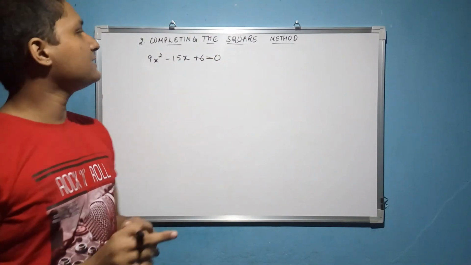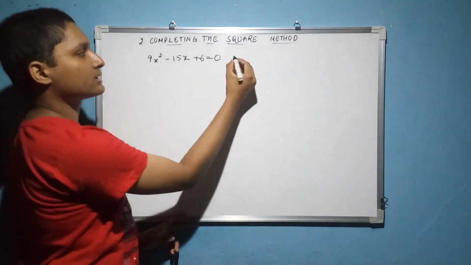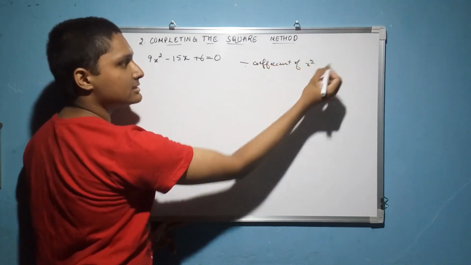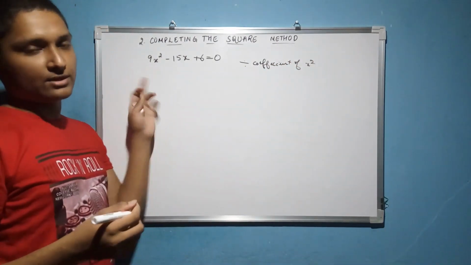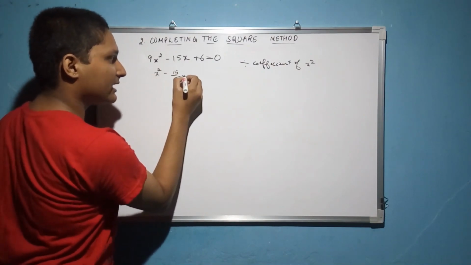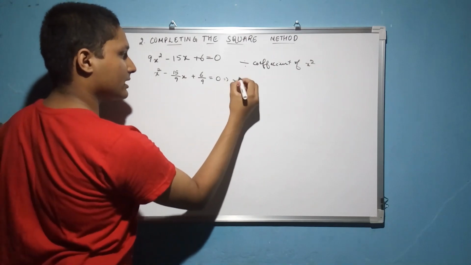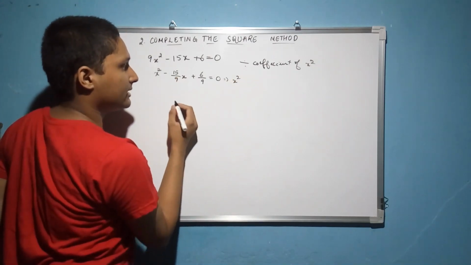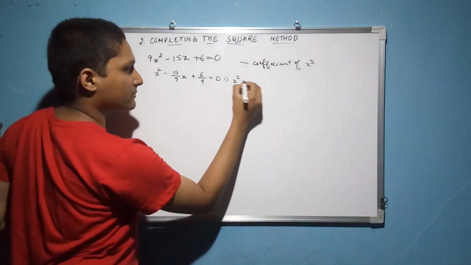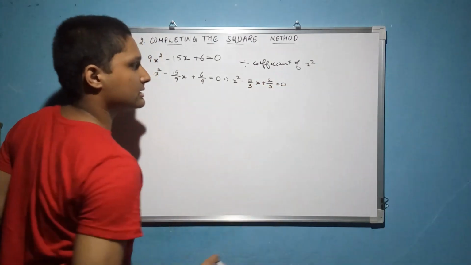Our next step in this completing the square method is always dividing by the coefficient of x square. This step will be missing if it is 1; if it is 1, no need to do that. So we'll take now x square minus 15 divided by 9 x plus 6 divided by 9 is equal to 0. 15 is 3 into 5 and 9 is 3 into 3, therefore one 3 will get cancelled. It forms x square minus 5 by 3 x plus 2 by 3 is equal to 0.